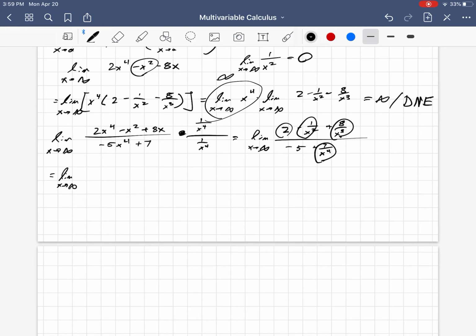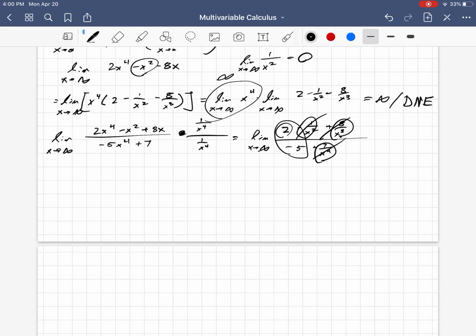Now, when I plug in infinity, you can see the benefits of this, because the 2, well, that's just 2. 2 is always 2. This goes to 0. That goes to 0. That goes to 0. And so all of those go away. And you just get the 2 over negative 5. And so the answer actually is negative 2/5.